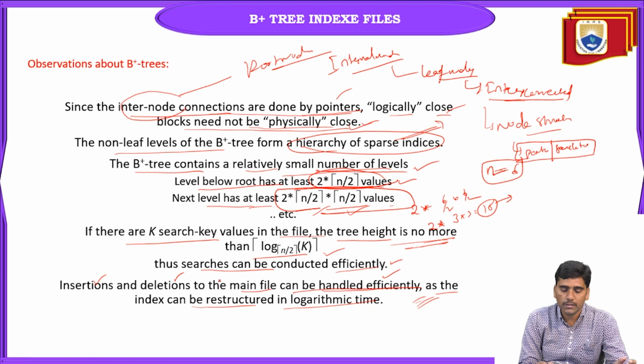So insertion or deletion to the main file can be handled efficiently, as the index can be restructured in logarithmic time. So this is all about the B plus tree node structure, B plus tree index files, and B plus tree observations. That is about the B plus tree index file mechanism.